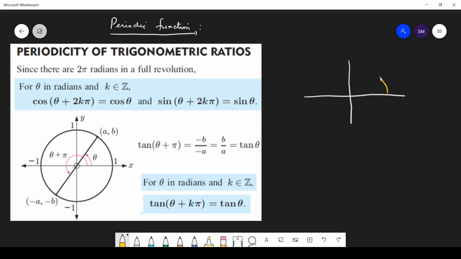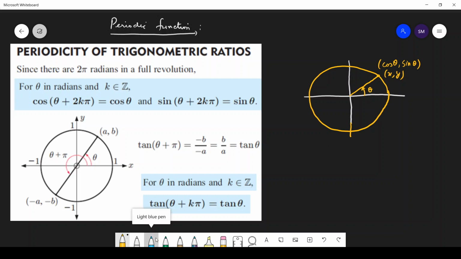This is your unit circle. These are my coordinates, xy coordinate, and I can write it as cos theta, sin theta. Now, this angle theta. Now, I take one complete revolution and reach here. So how much is this angle now, students? I have taken one complete revolution, 360 degree. 360 degree plus theta.